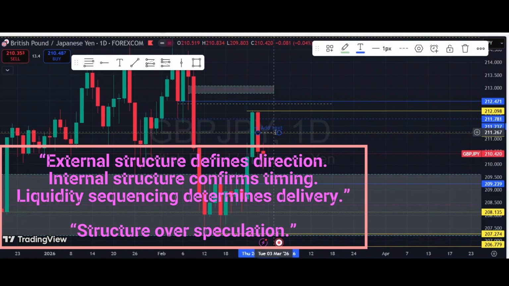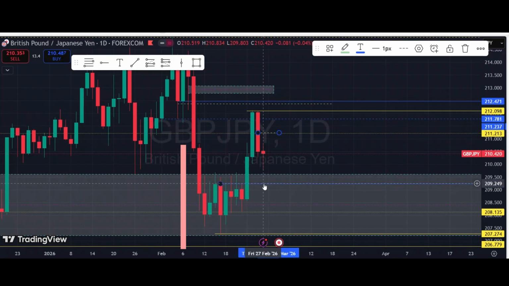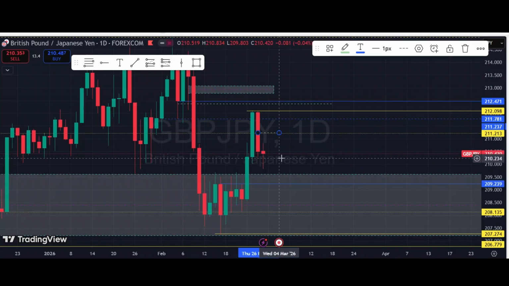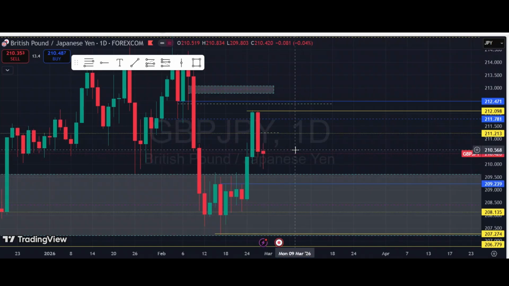this level or this level to clear this high and this level. So we keep our eyes on this level, this level, this level, and then this level. These are the areas our eyes should be on British pound JPY this week.